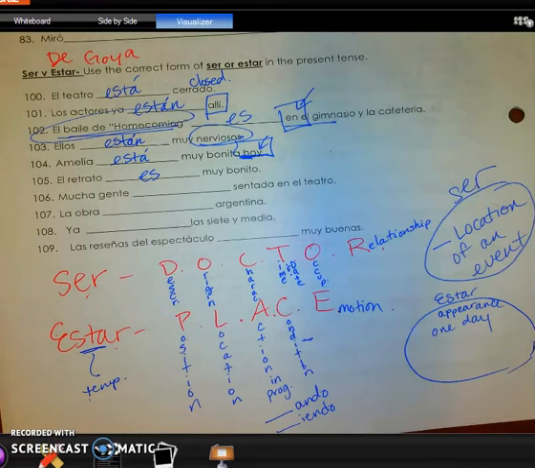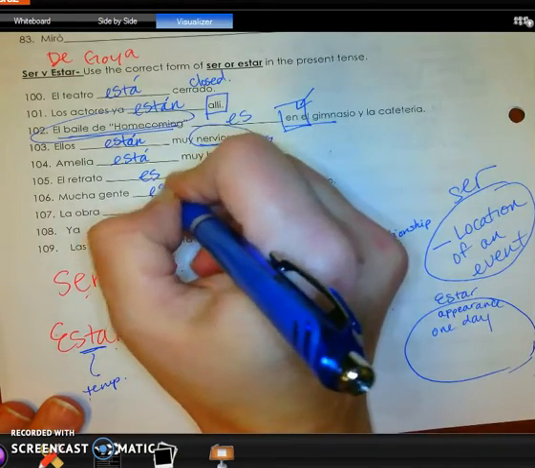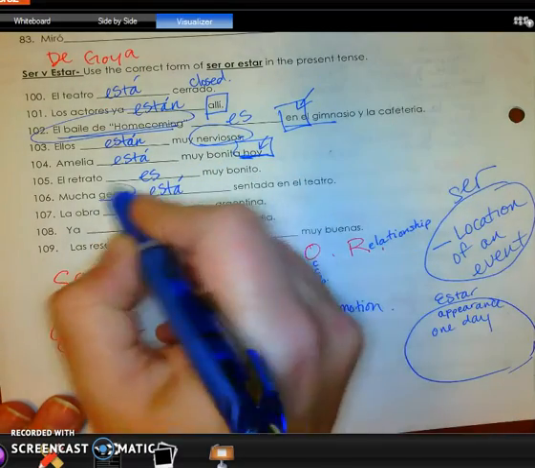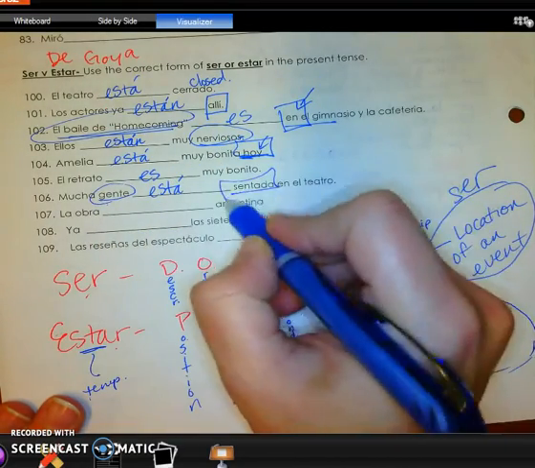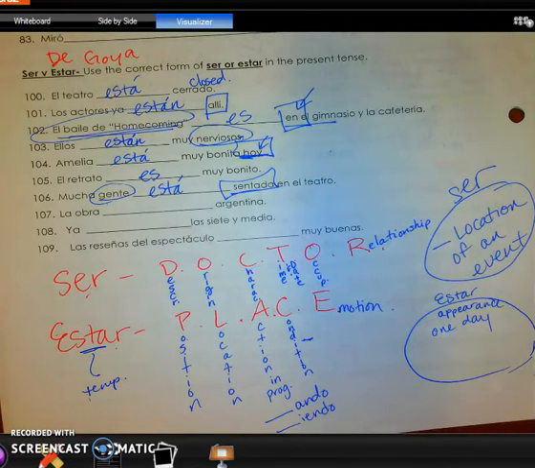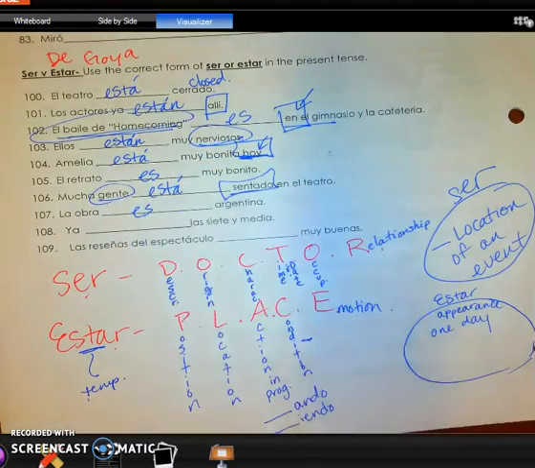Moving right along. Mucha gente sentada. Sentada means seated. Está. Because gente is singular and seated is temporary. At some point they're going to stand up and move. La obra blank Argentina. This Argentina is the origin. It's me saying that painting is Argentinian. So it's ser. I'm not describing it. It's not very Argentinian today.